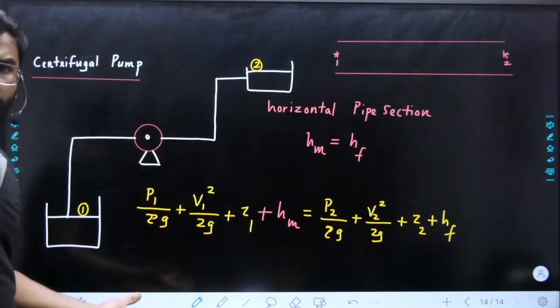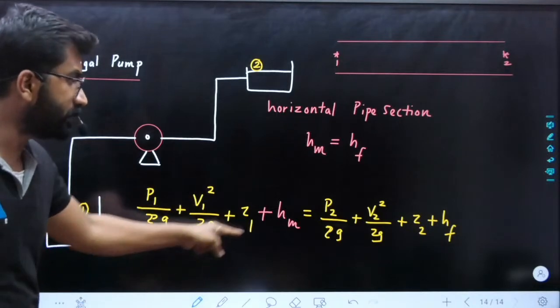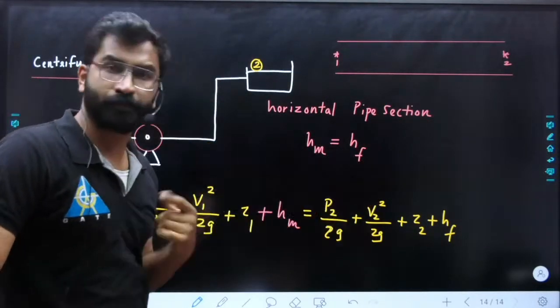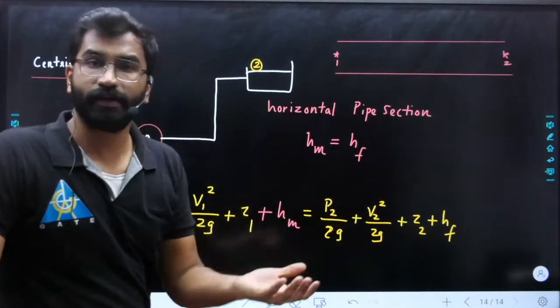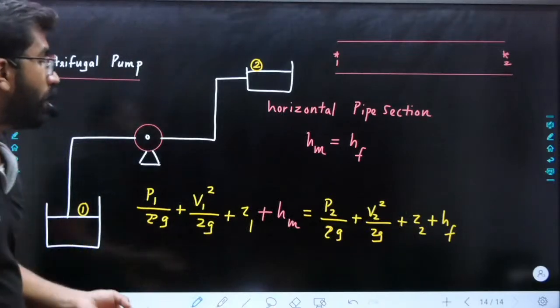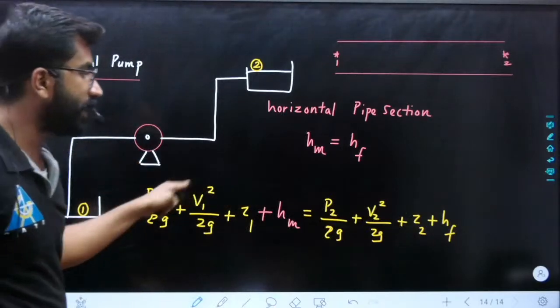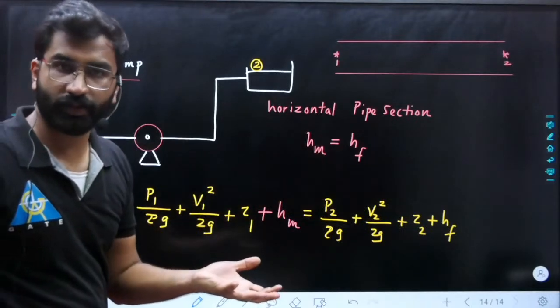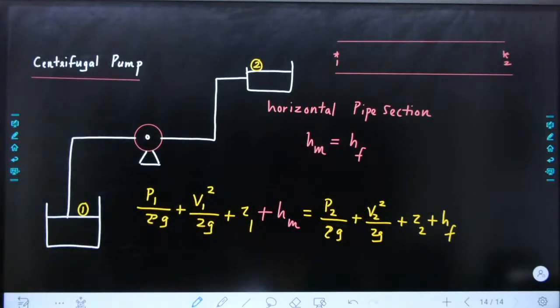P1, P2, I don't know whatever P1 and P2 are, but the velocity is constant, no? At points 1 and 2 we take the average, so both cancel. Z1, Z2, what are Z1 and Z2? Same line, so Z1 and Z2 cancel. So whatever is delta P by rho g is what? HF. So HF and HM should be equal in the case of a horizontal pipe section. Easy.